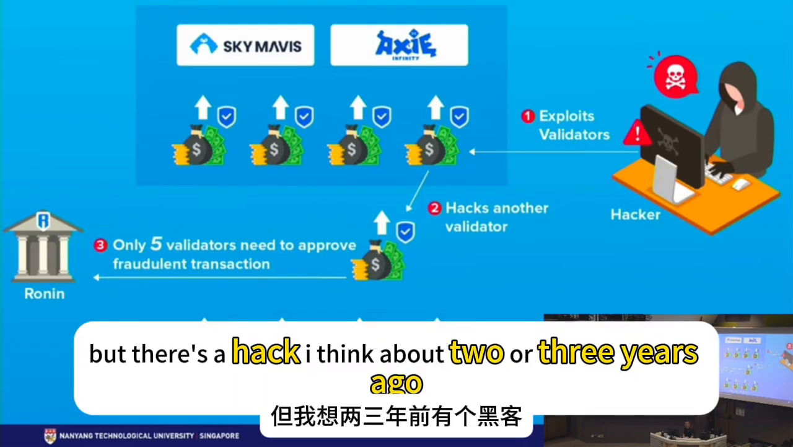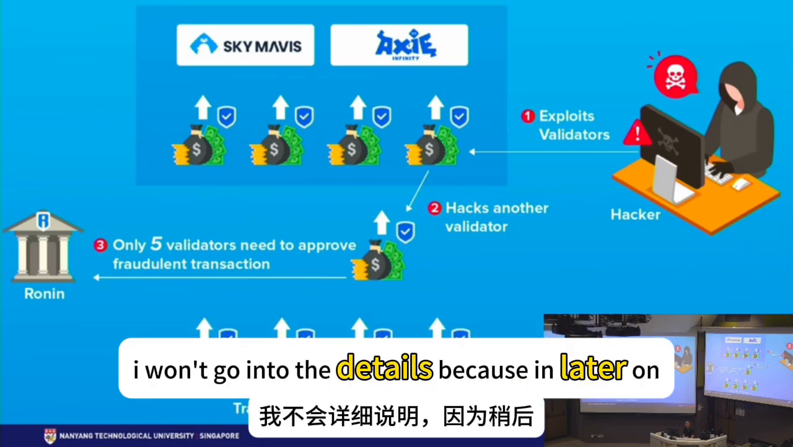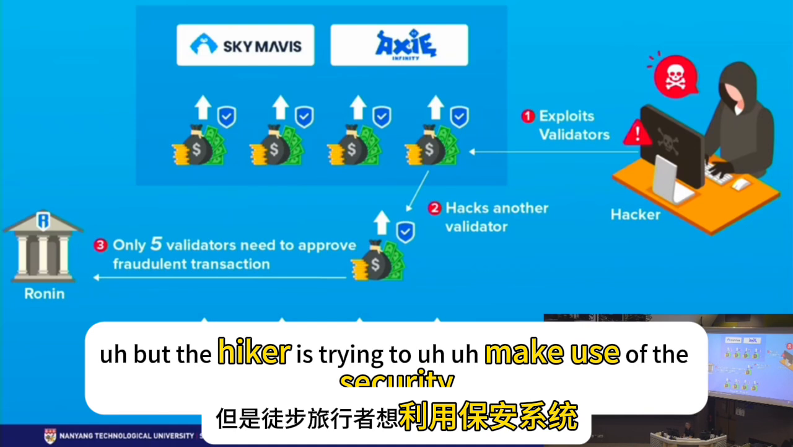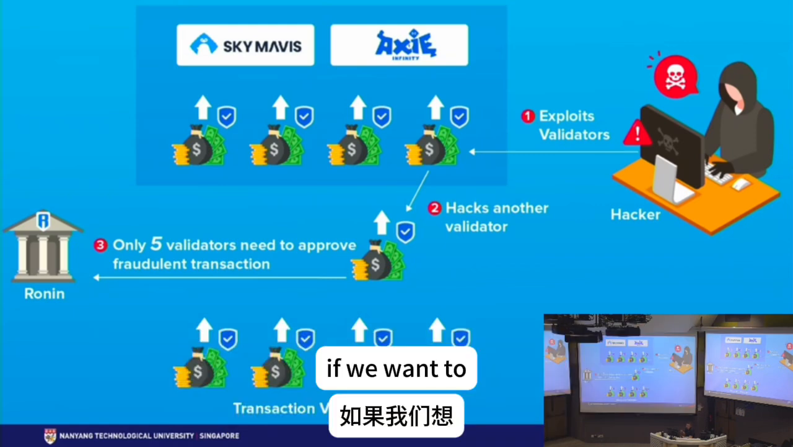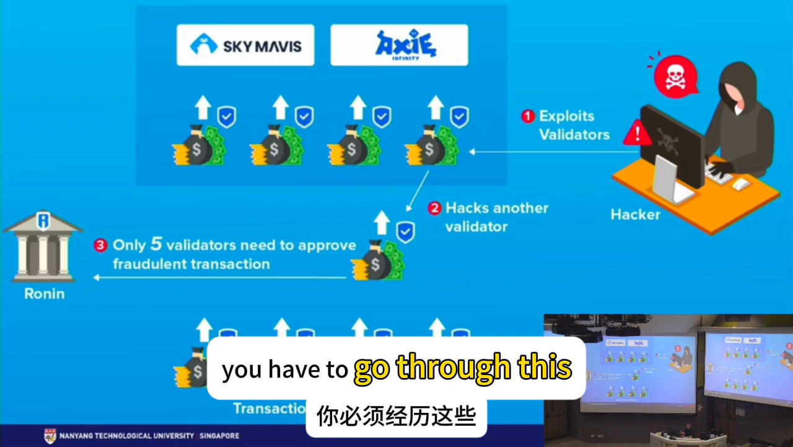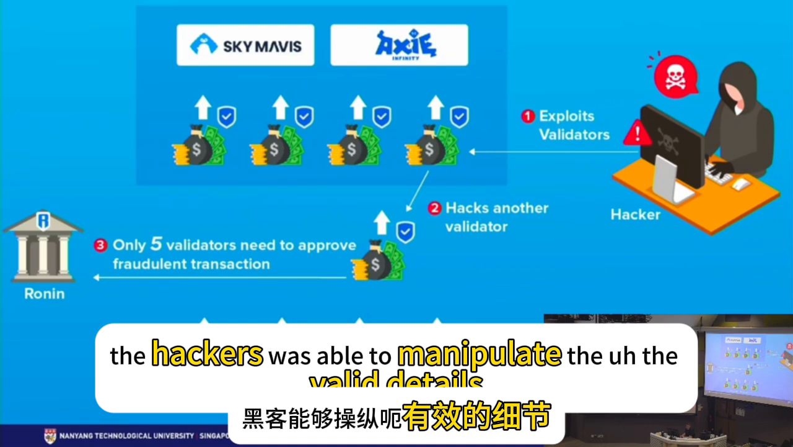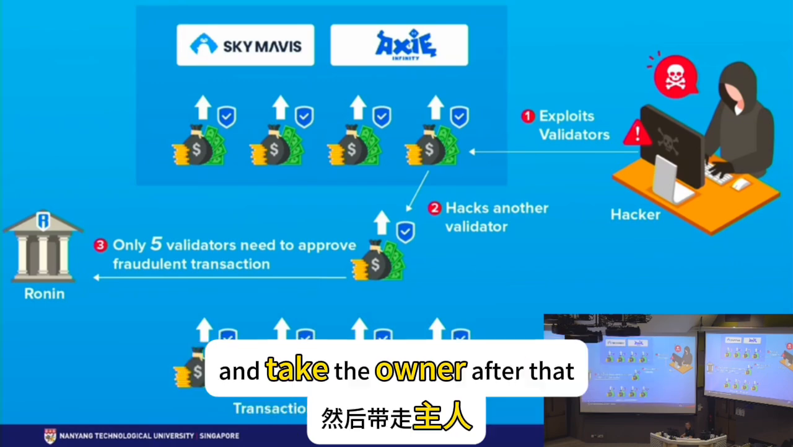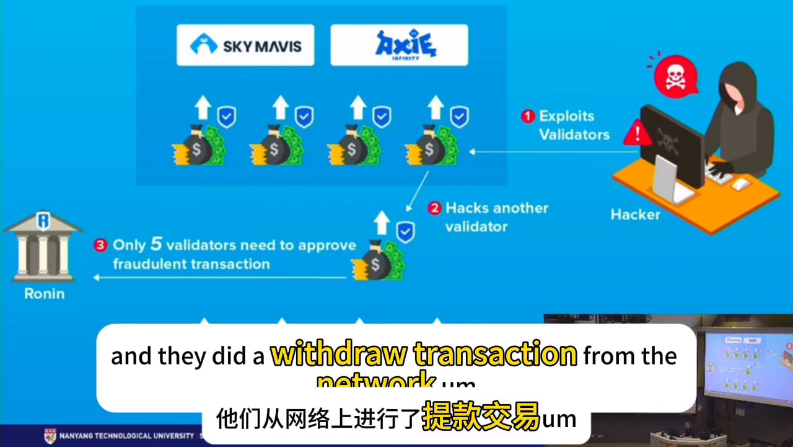But there was a hack, I think about 2 or 3 years ago, in this sidechain. I won't go into the details because later on we will go into the details of sidechains. But the hacker was trying to make use of the security issues of the sidechain, where for any sidechain, if you want to sign a transaction correctly, you have to go through this validator check. The hackers were able to manipulate the validators, and basically they took the private keys of the validators, took ownership of the validators, and did a withdrawal transaction from the network.